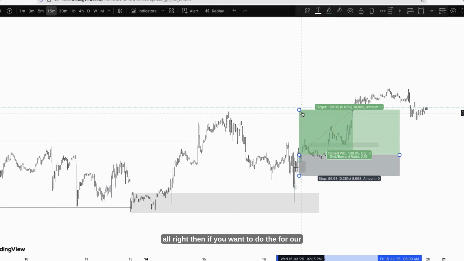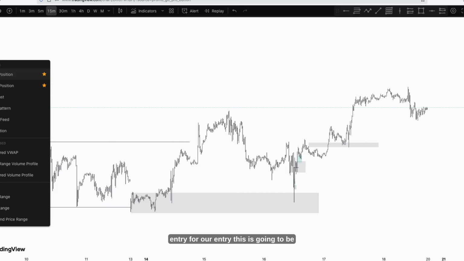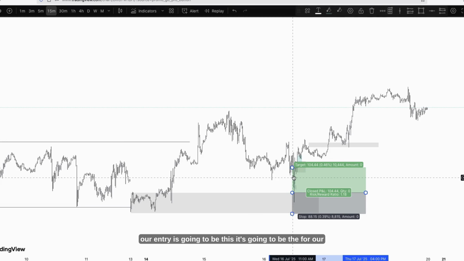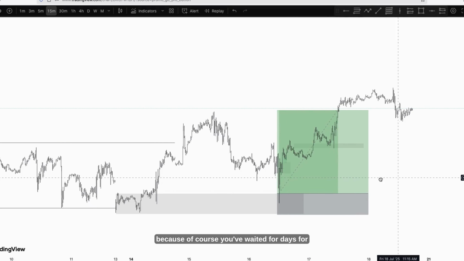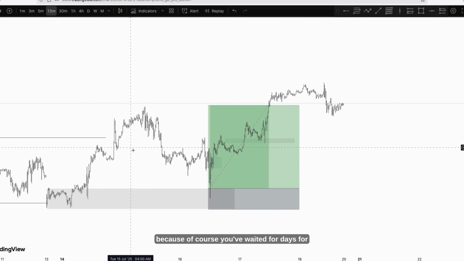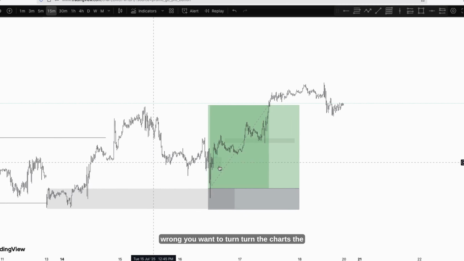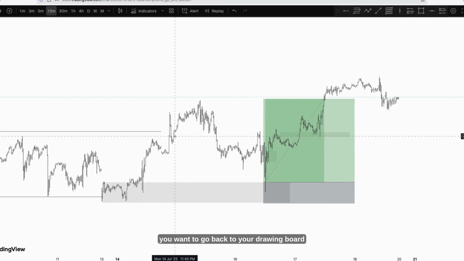All right, then if you want to do the 4-hour entry, this is going to be your 4-hour entry. You're just going to take this entry because of course you've waited for days for this. So if this goes wrong, you want to go back to your drawing board and see what you did wrong.